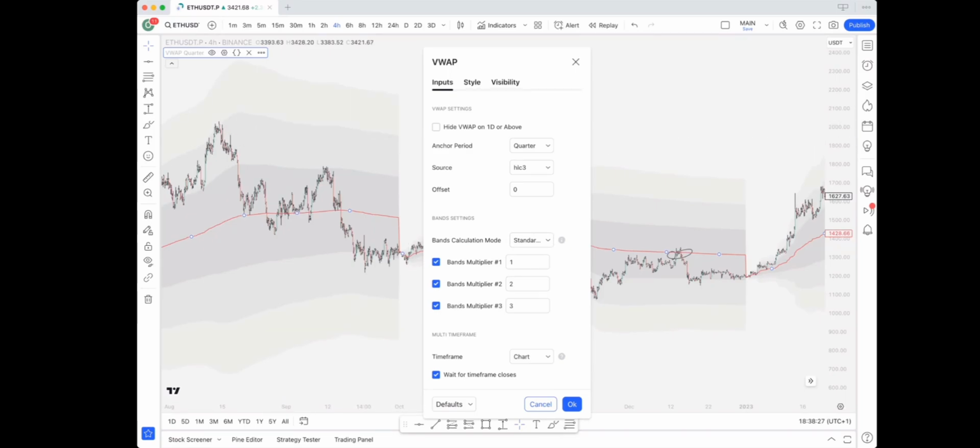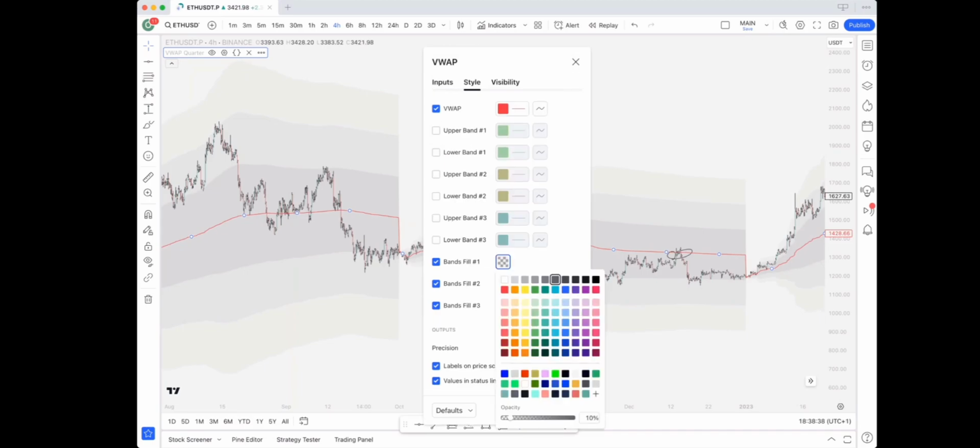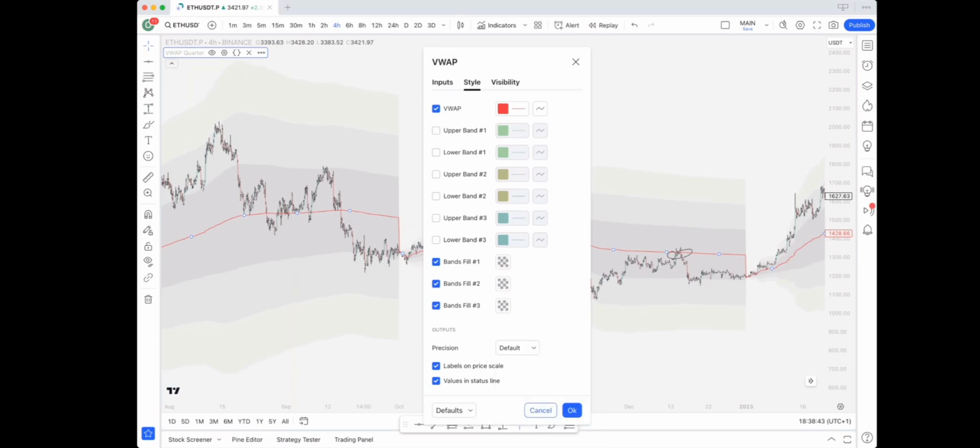So my VWAP settings are the standard settings. So no need to worry about the settings. The only thing I have different is how the bands look. I have them on different shades of gray.